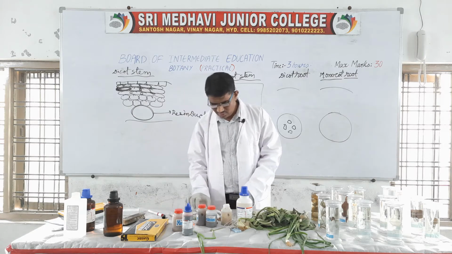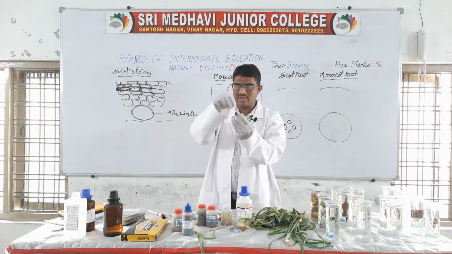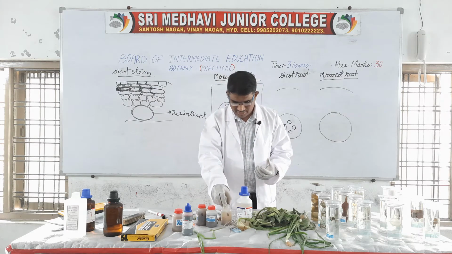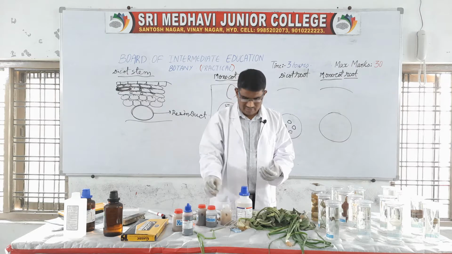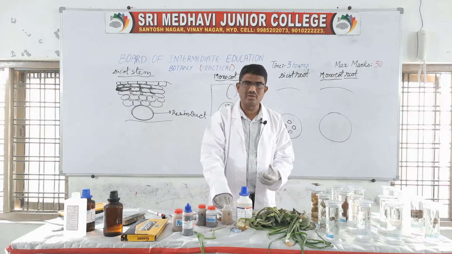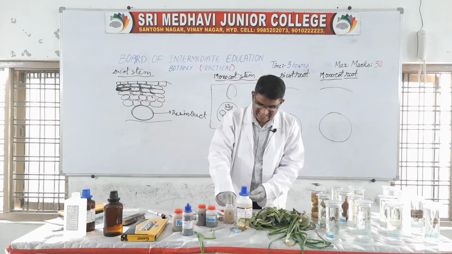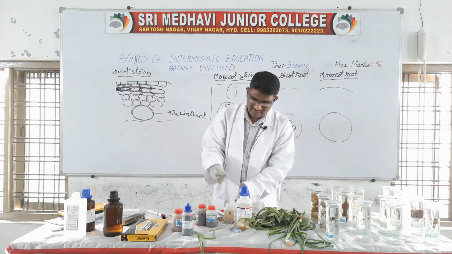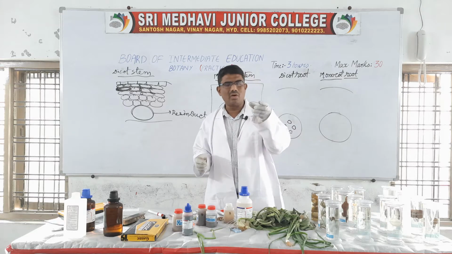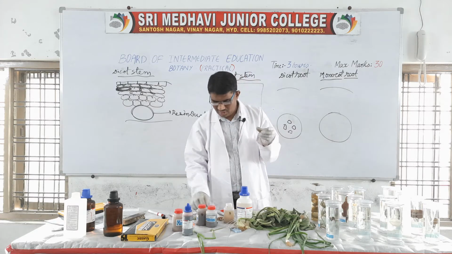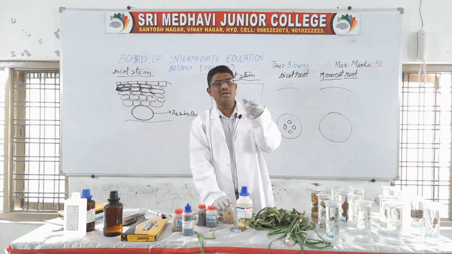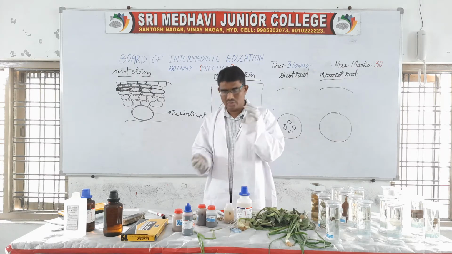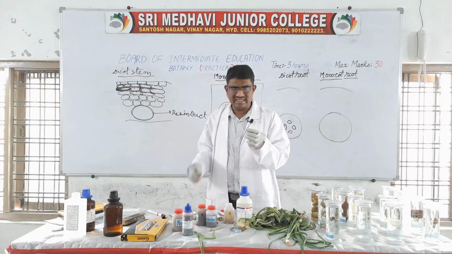This is a watch glass, and you take water in it. One section cutting material is provided to you. You have to take the section, meaning a transverse section. This is the TS of either a dicot stem, monocot stem, dicot root, or monocot root. One will be given to you. I have already shown you how to take the section.